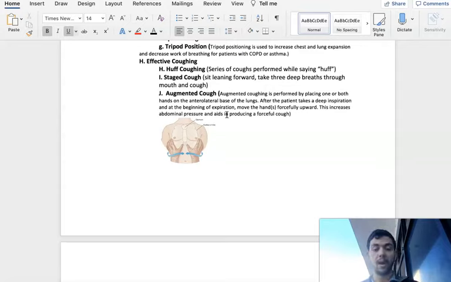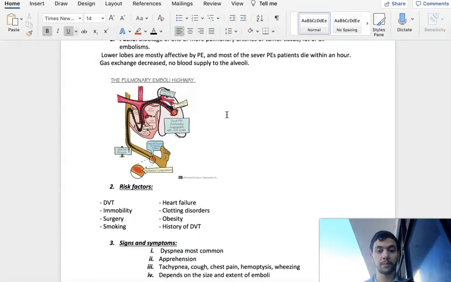Effective coughing: the huff cough, the staged cough, and the augmented cough as well.